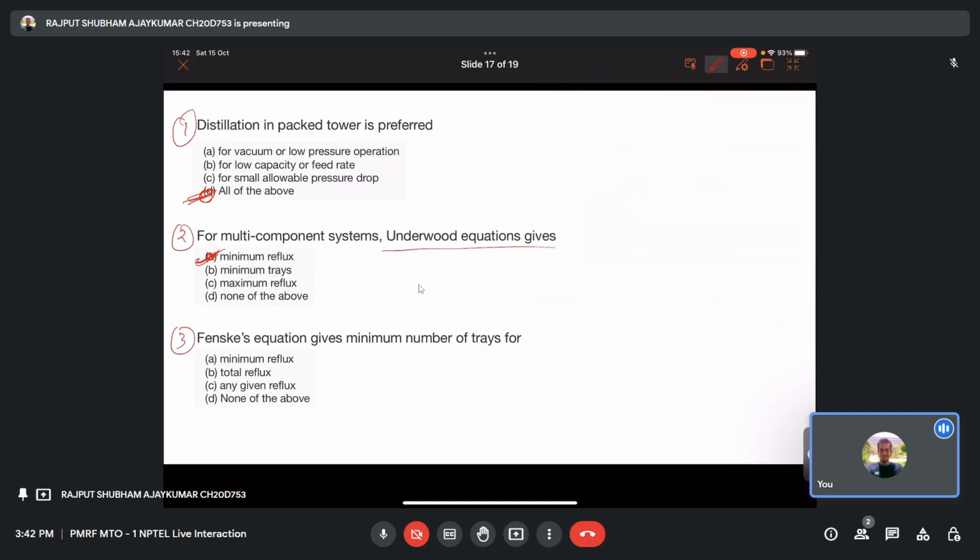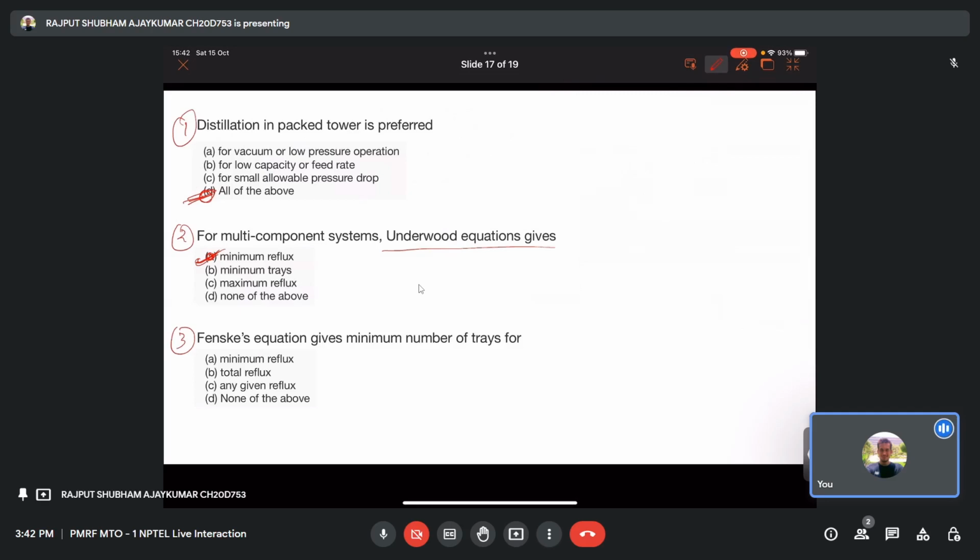And if they ask for the minimum number of stages required for separation in the multi-component distillation, you should use the Fenske equation for the same. Okay. So the third question is similarly about what we have discussed right now: Fenske's equation gives minimum number of trays for minimum reflux, total reflux, any given reflux, or none of the above.